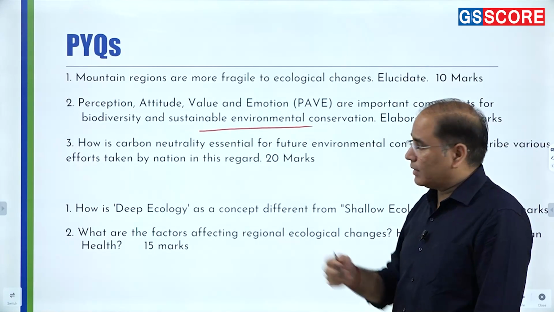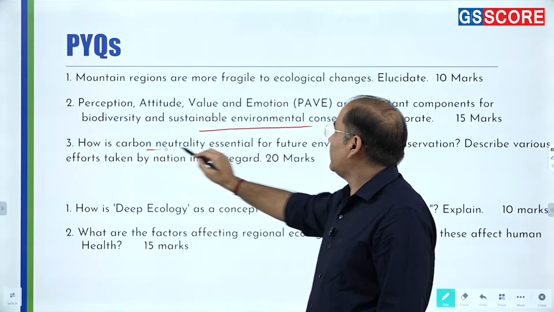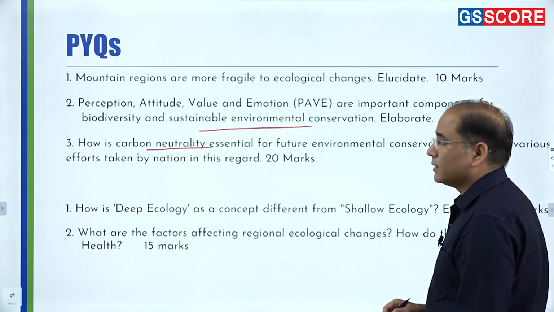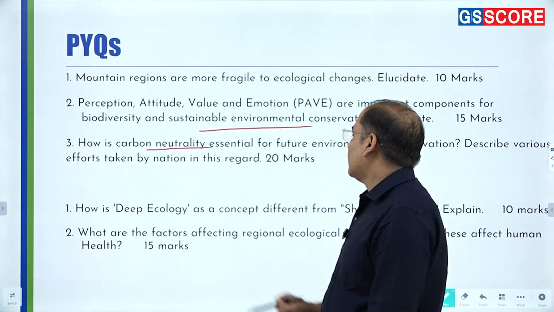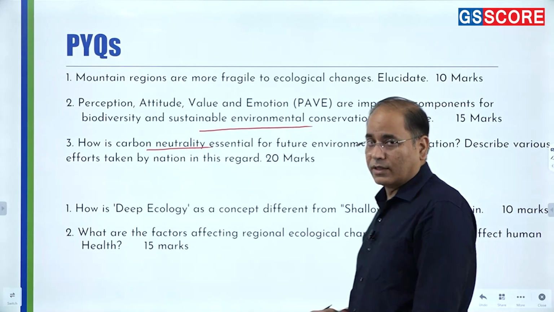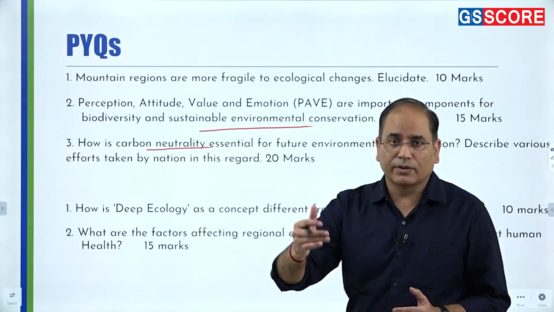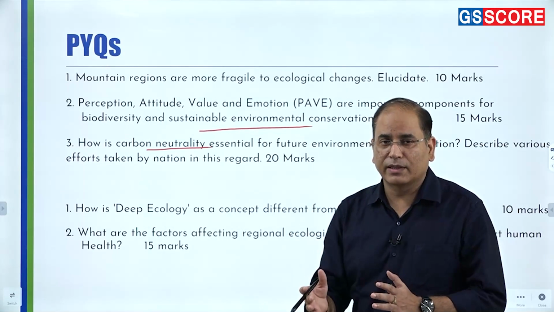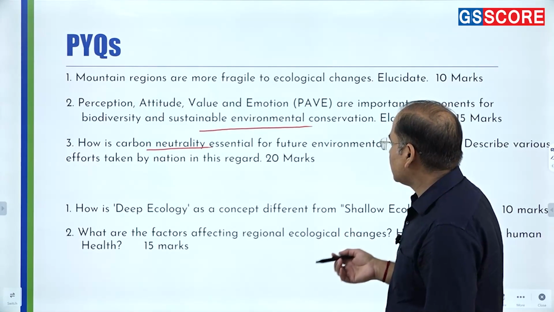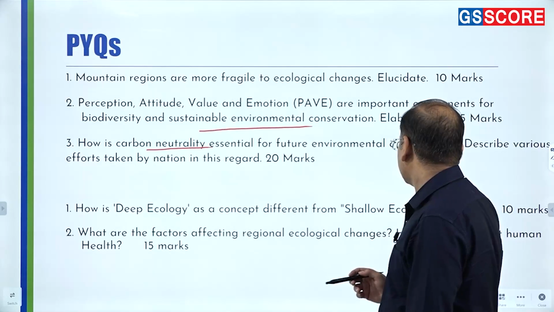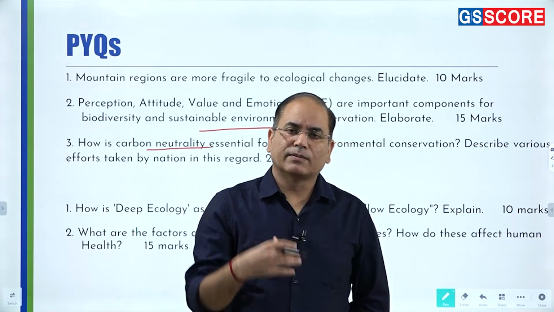Then: perception, attitude, value and emotion are important components for biodiversity and sustainable environment. Again a direct question, but you need to go a little beyond. Then you need to explain how carbon neutrality is essential for future environmental conservation. So a question has been asked from the environmental degradation topic. Then how is the deep ecology concept different from shallow ecology? Deep ecology and shallow ecology: one is the very hardcore, pro-environmentalist view, and the other is more human-oriented. Then the question: what are the factors affecting regional ecological changes, the factors which affect ecological change at the regional level?